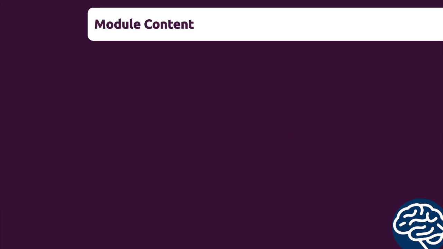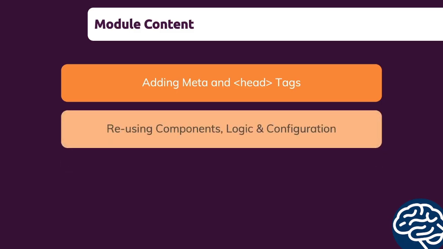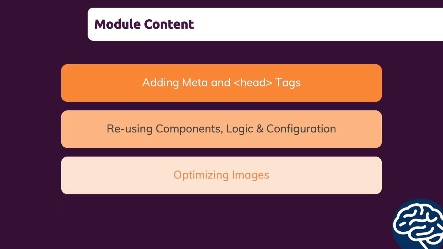To be precise, we'll have a look at adding metadata and head data, so diving into those head tags and setting a title or setting some meta description for Google and so on. So we want to have a look at that and how we can do that with Next.js. We will then also explore how we can reuse certain components or logic or configuration across our Next.js app, so across our pages to be precise. And we will explore how we can optimize images and how we can ensure that images are served in the best possible way. Therefore, let's dive in.